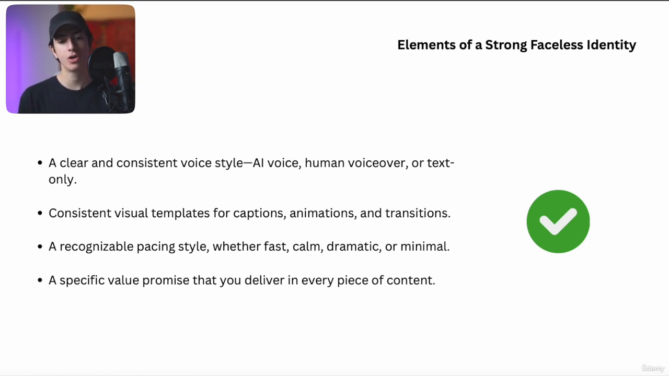Then, a recognizable pacing style. This could be fast, calm, dramatic, minimal, or slower, but you need to have a recognizable and consistent pacing style. This is how we create branding with our content, and with our faceless content in this case. You want to have a specific value that you deliver in every single piece of content. You want your pacing to be the same across your content.